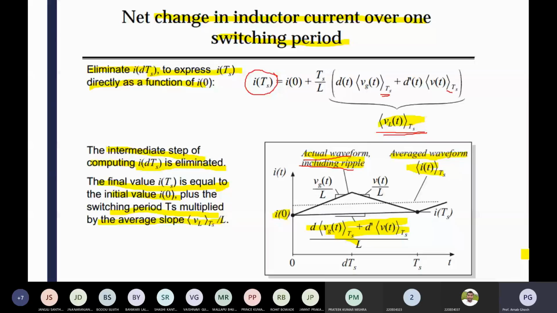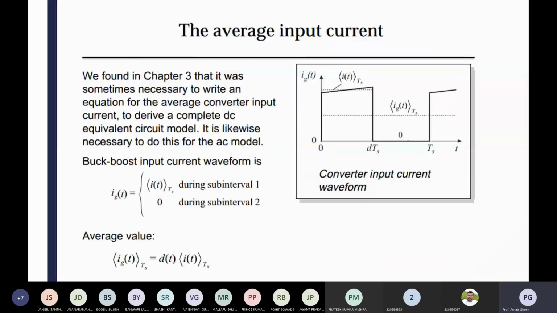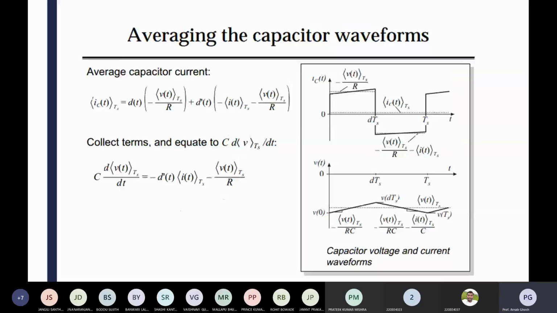I think till now I have discussed so much about your inductor current expressions over the switching period. Then we should go for the capacitor waveform. Similarly to your inductor current, we can also go for the capacitor voltage and current waveforms. I will discuss this portion in my next class, tomorrow's class.